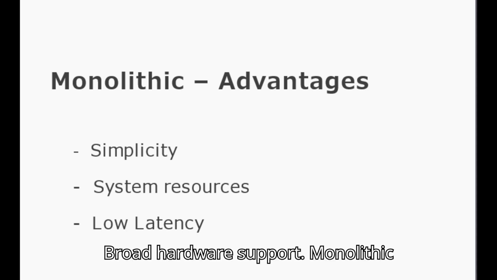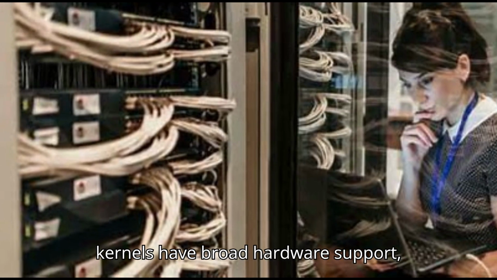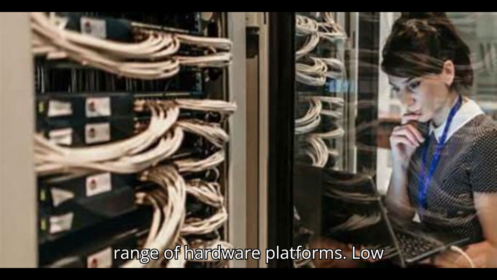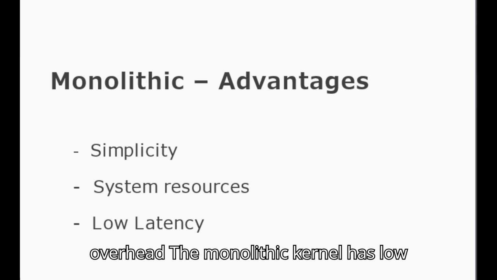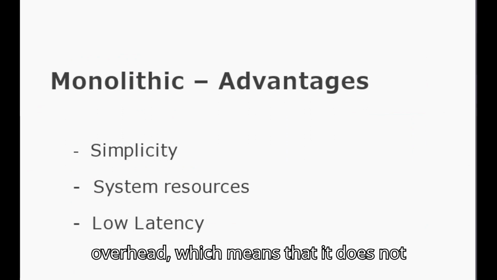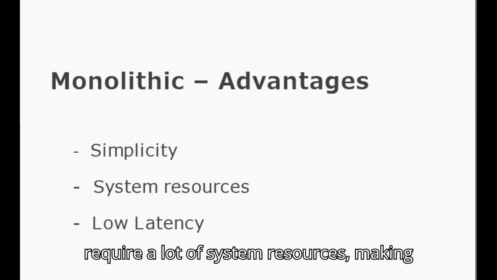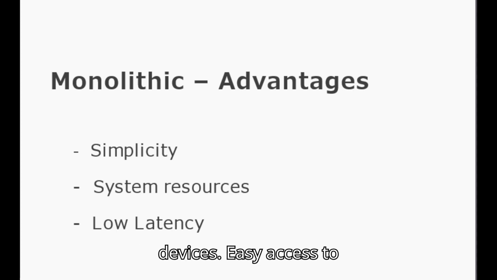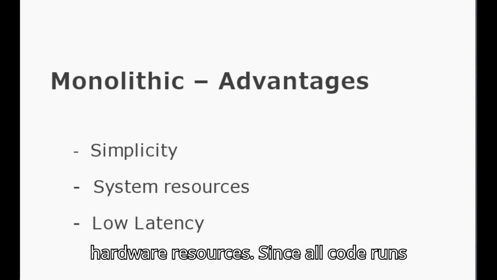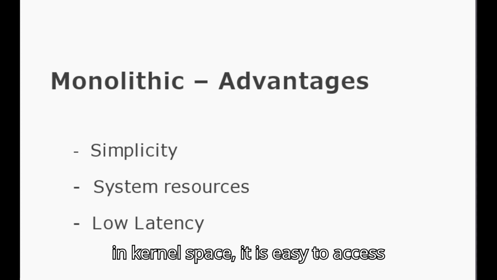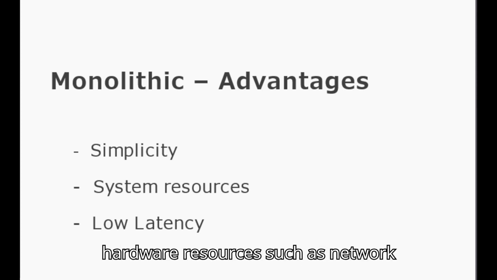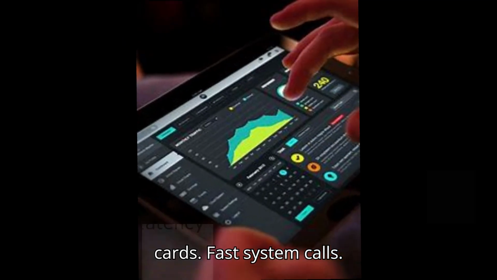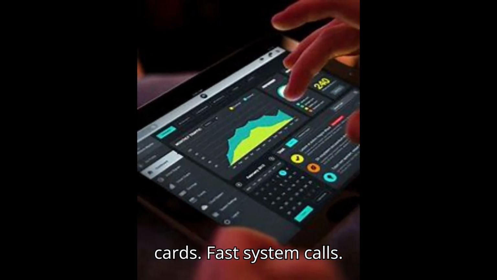Broad hardware support. Monolithic kernels have broad hardware support, which means that they can run on a wide range of hardware platforms. Low overhead. The monolithic kernel has low overhead, which means that it does not require a lot of system resources, making it ideal for resource-constrained devices. Easy access to hardware resources. Since all code runs in kernel space, it is easy to access hardware resources such as network interfaces, graphics cards, and sound cards.